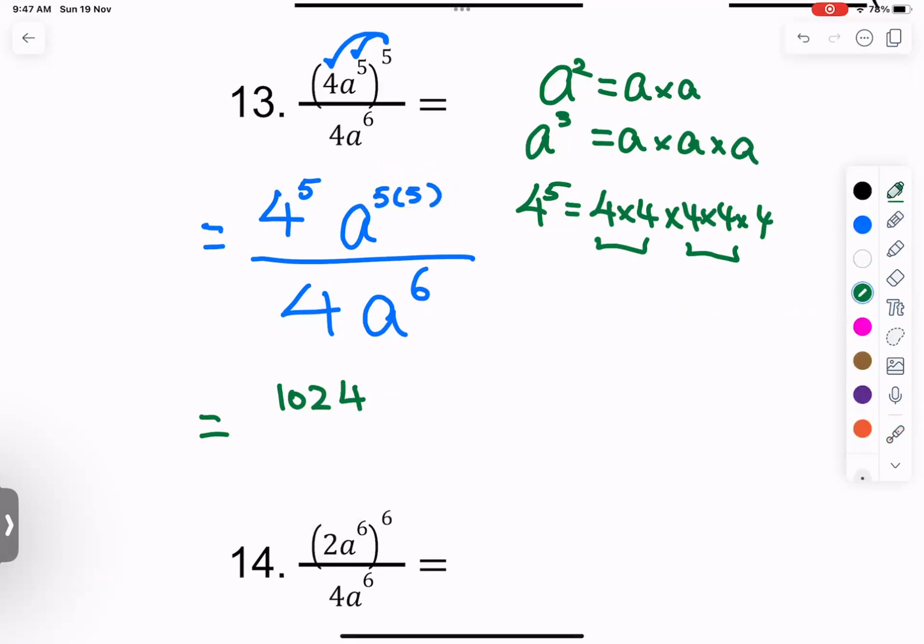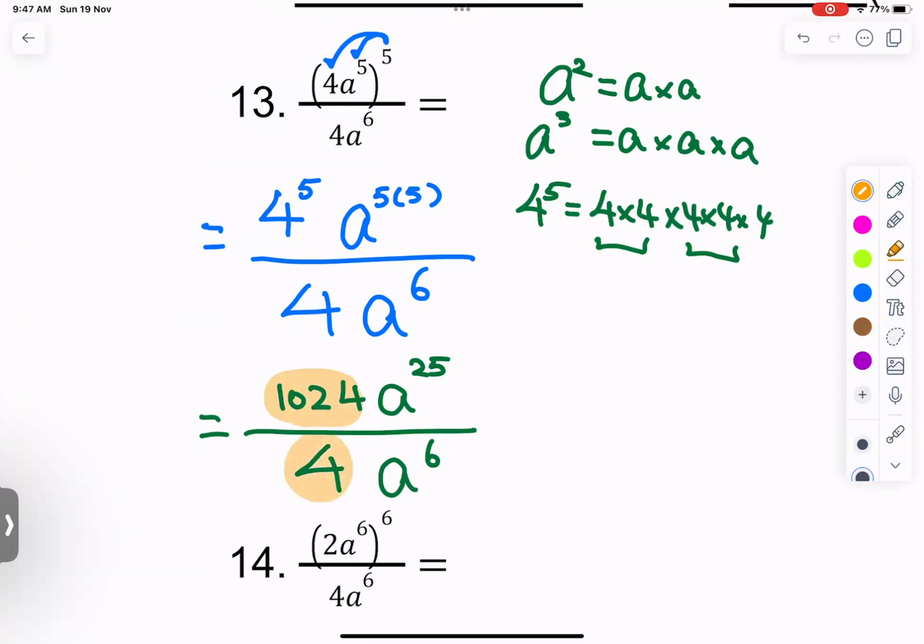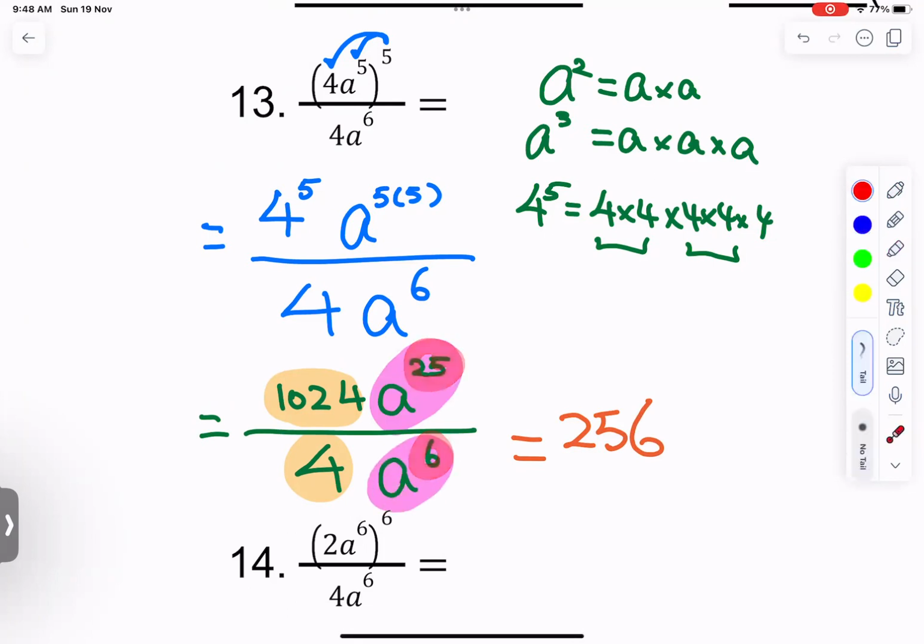5 times 5 is 25. And then our first step is numbers, deal with numbers. 1024 divided by 4 here will be 256. And then the unknowns. Which one is bigger, 25 or 6? Upper side, right? So we put A on the upper side. And then the big power minus the small power.